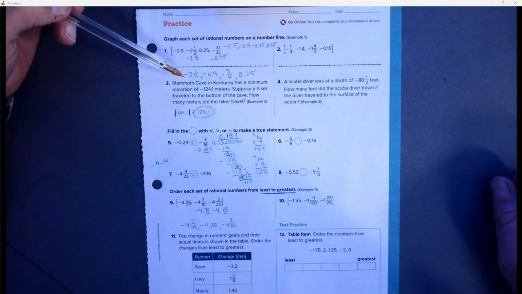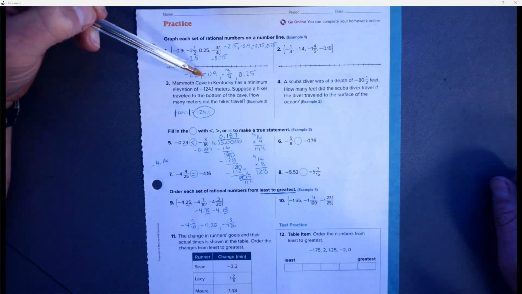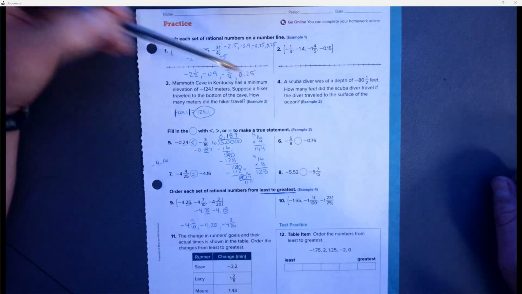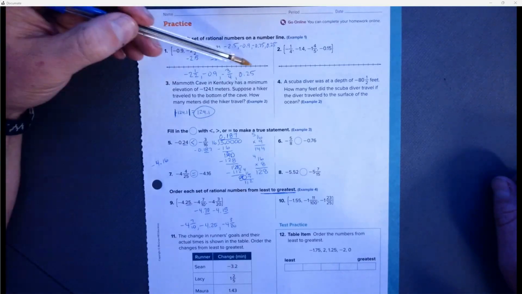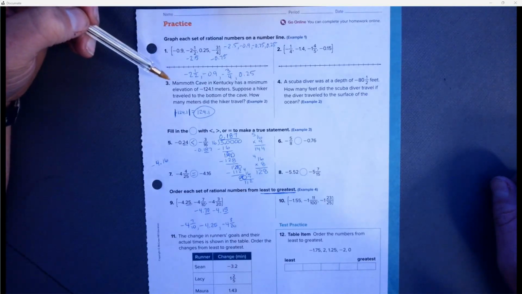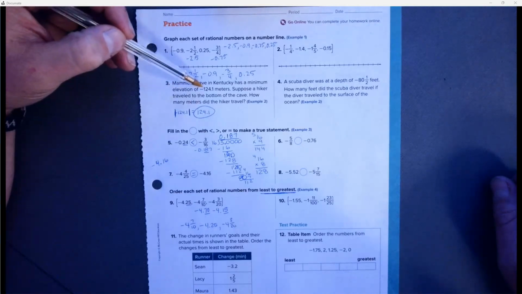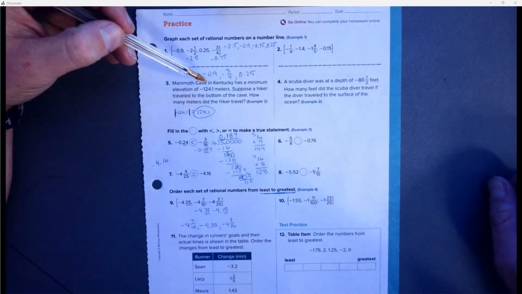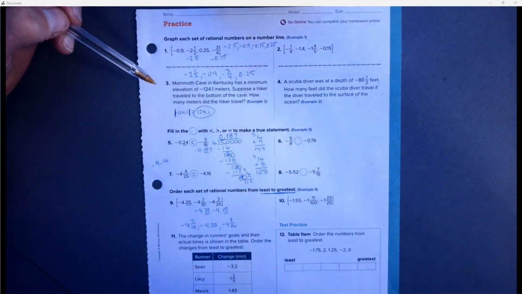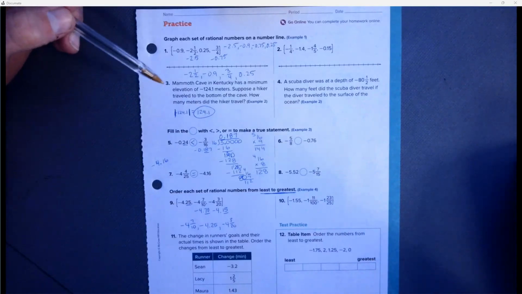So then if I were to rewrite them with their original form, negative 2.5, negative 0.9, negative 3/4, and 0.25 in order from least to greatest. Now, Mammoth Cave in Kentucky has a minimum elevation of negative 124.1 meters. Suppose a hiker traveled to the bottom of the cave. How many meters did the hiker travel?